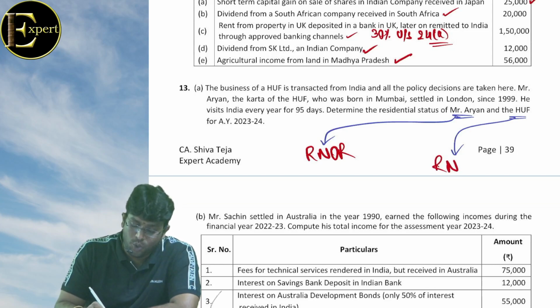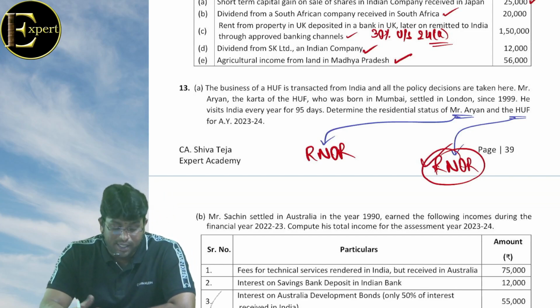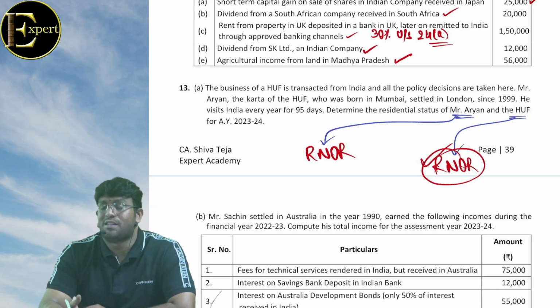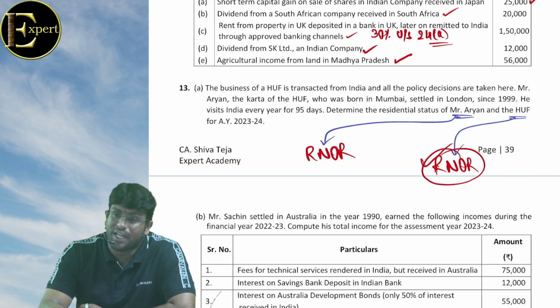HUF answer is also RNOR. R has come because Karta is resident in India, control and management is in India, and NOR because Karta did not satisfy additional conditions. Getting clarity? Everybody? That's it.